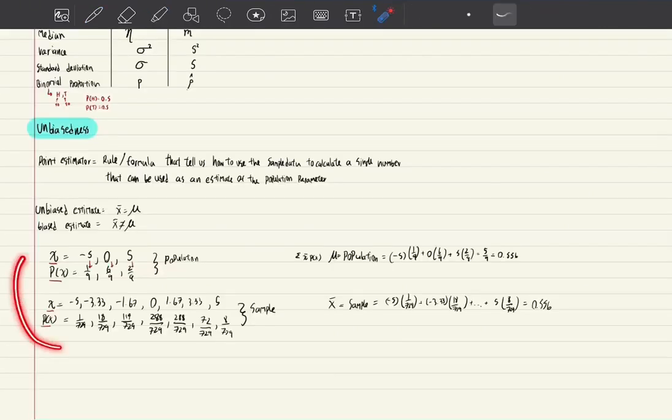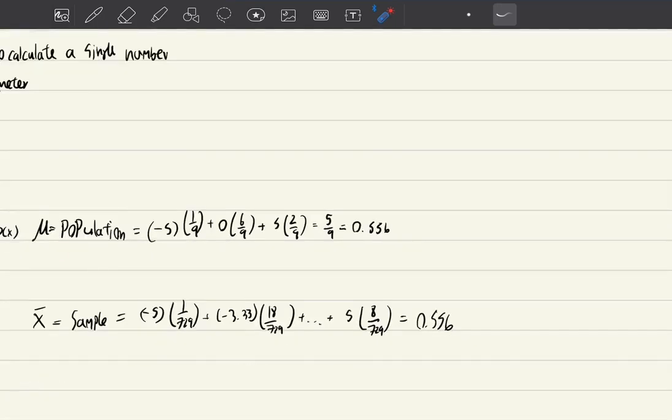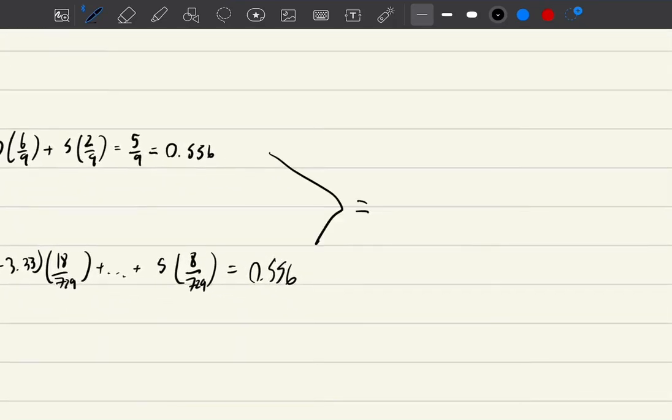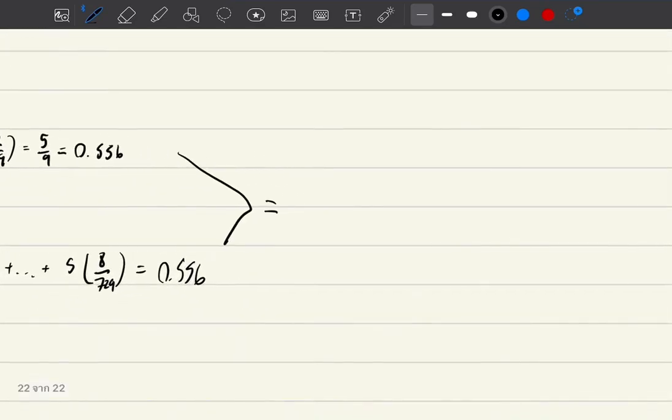So for this example, we got the mean of the population and the mean of the sample. The answers are equal. So this one is an unbiased estimator of the population mean.